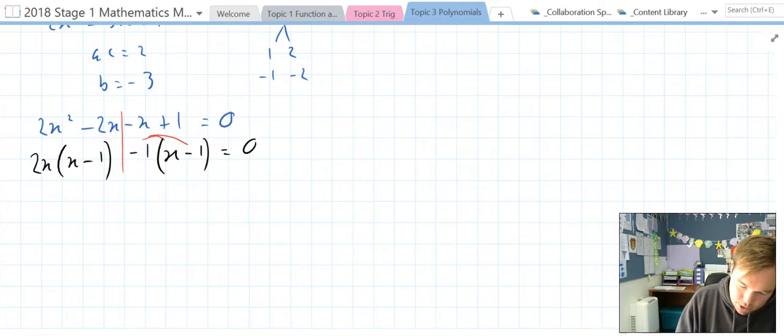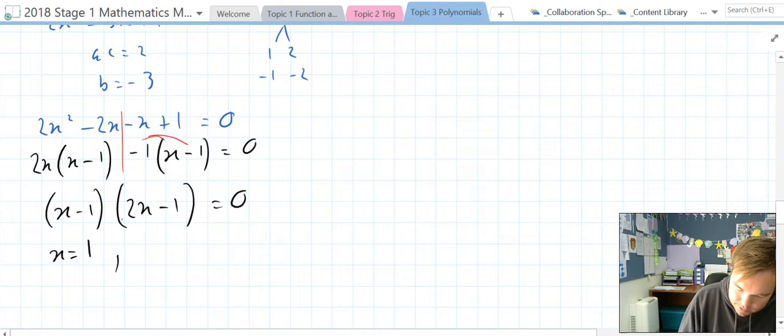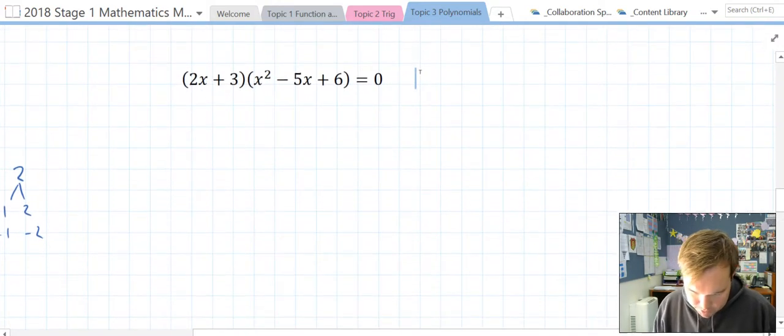Alright, and now we have this common term of x take 1, so we can remove that common term of x take 1, and what we're left with is 2x minus 1. So our solutions are, from this half, x equals 1, and from this half, x equals a half. And you could take that off to one side and solve. Alright, last one, I promise.